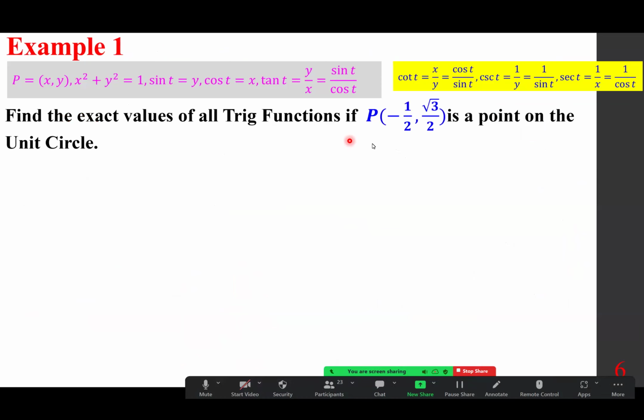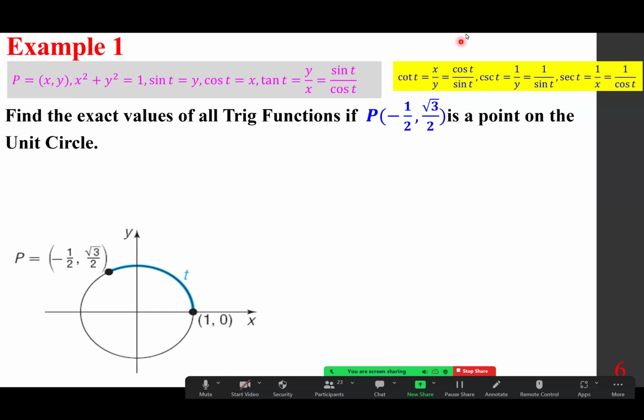Find the exact value of all trig functions if P has coordinates -1/2 and square root of 3/2, a point on a unit circle. By the way, in order to prove a point belongs to a unit circle, square these, add them up, and it must become 1. This is 1/4, this is 3/4, they add up to 4/4. So we put that on a unit circle with coordinates -1/2 and square root of 3/2.